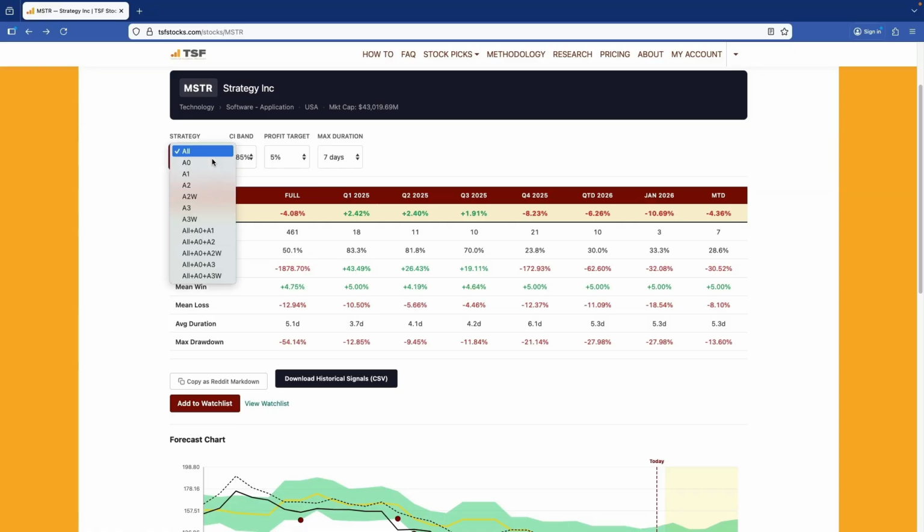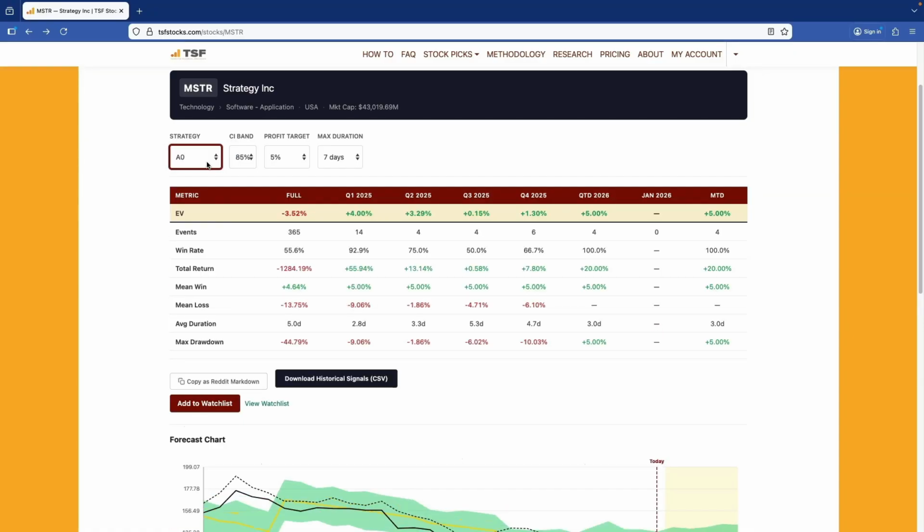But if we switch to a different forecast strategy, let's try the A0 strategy. It's a world of difference. Now we have positive effective value going back to the first quarter of 2025. 4 events so far in February with a 100% win rate and 20% total return so far with an average of a 3-day hold. This is a good place to start.